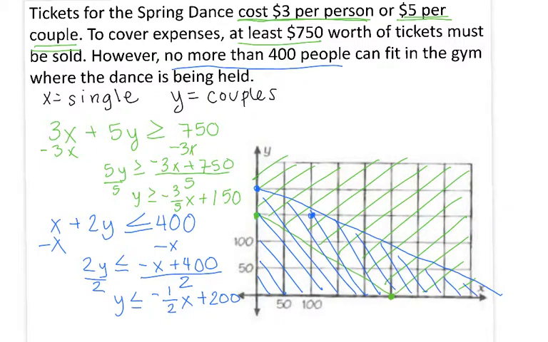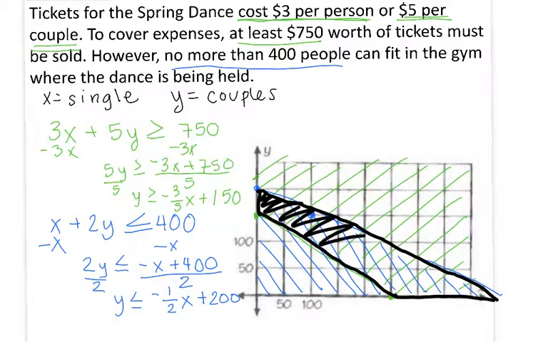And where the green and the blue cross is our answer to this problem for the amount of tickets that they can be selling, the amount of couples and the amount of single people attending this dance. Any point that's inside this region will be covering the cost and meeting the requirements of the gym that can only hold 400 people.